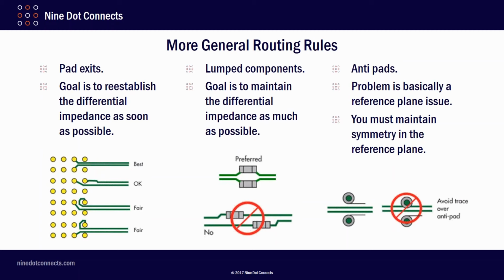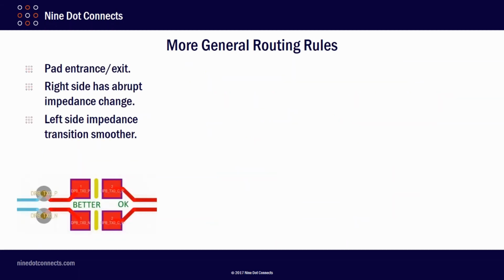Well, if you don't maintain the reference plane, then you're changing that single-ended impedance. If you change single-ended impedance, then you're giving more ability for common mode noise to be converted to differential noise. Pad entrance and exit. Now the right side, if you'll notice, has an abrupt impedance change. The track comes in, goes right here. These sharp edges do create reflections. So the left side is a much smoother transition and tries to maintain that differential spacing longer. So that's the ideal way to do that.